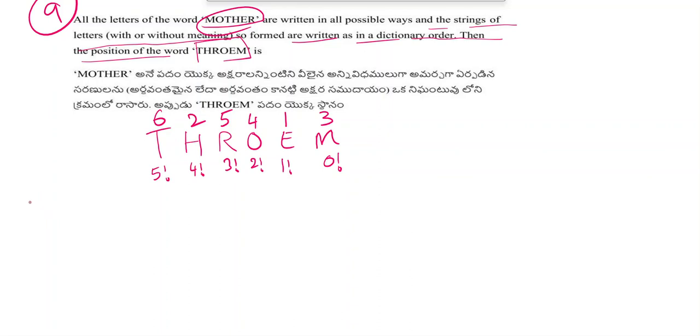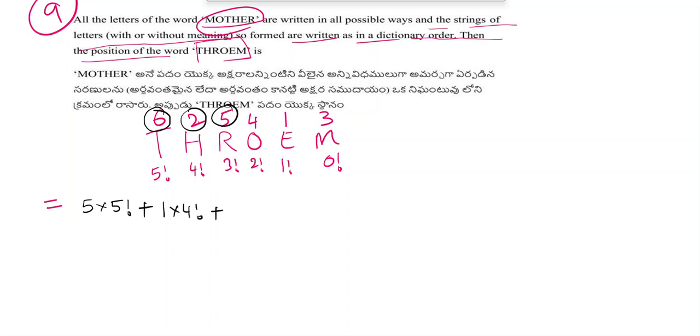So the position of the word THEOREM is equal to: here the number is 6. Write down the number of letters below 6, that is 5, so 5 into 5 factorial. Plus here is 2. Write down the number of letters below 2, which is only 1, so 1 into 4 factorial.